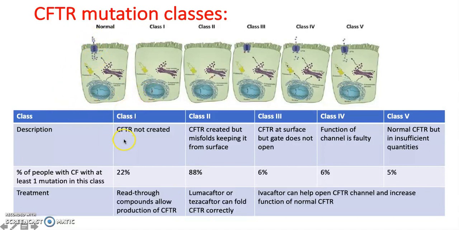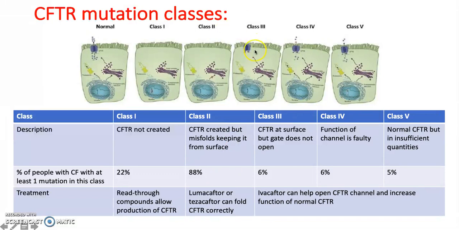Class 1, the CFTR is not created. This happens in about 22% of people with cystic fibrosis. The treatment is read-through compounds which allow the production of CFTR. Class 2, the CFTR is created but misfolds, keeping it from the surface. This is the most frequent of all of the mutations, with about 88% of people with cystic fibrosis having this. You can treat it with lumacaftor or tezacaftor, which can fold CFTR correctly.